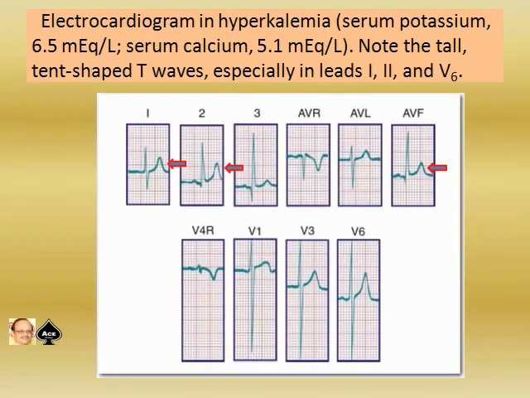In this ECG, I am showing you a case of hyperkalemia where the serum potassium was 6.5 milliequivalent per liter and the serum calcium was 5.1 milliequivalent per liter at the time of recording of the ECG. Note the tall tent-shaped T wave, especially in leads 1, 2 and V6, and also in aVF. These are shown by the arrow marks.